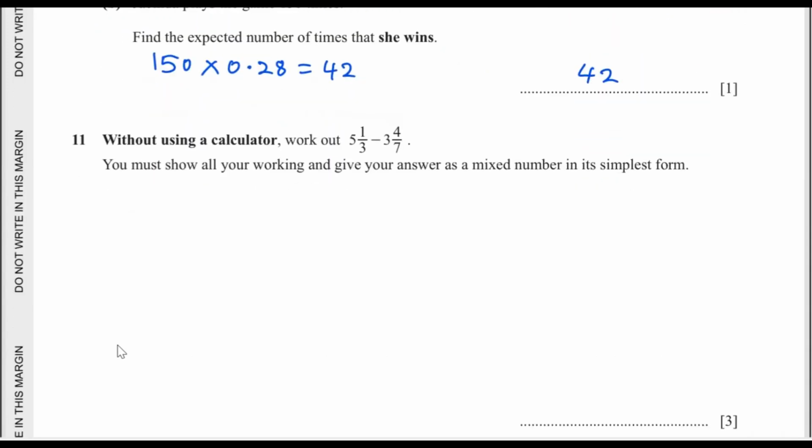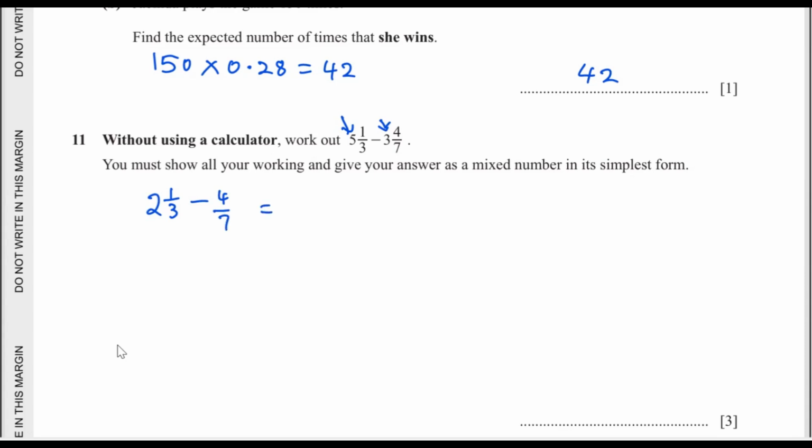So question number 11, we are working this out without a calculator and we are required to show all the answers. What we do first is handle the whole number part, and say 5 minus 3 is going to give us 2. 5 minus 3, because they are whole numbers, gives us 2. So we still have 1 over 3 here, but the fraction left here is 4 over 7.